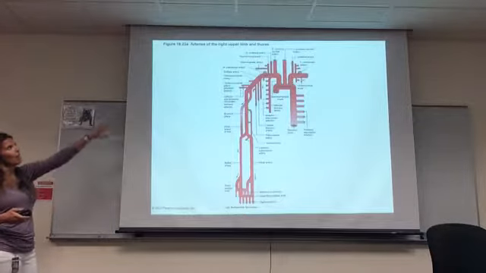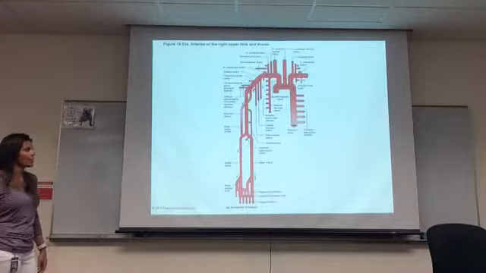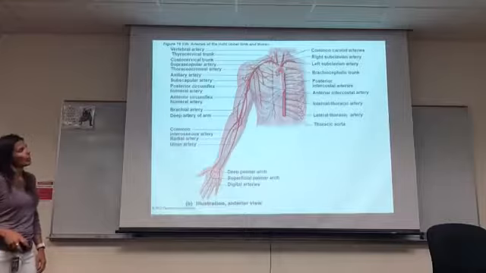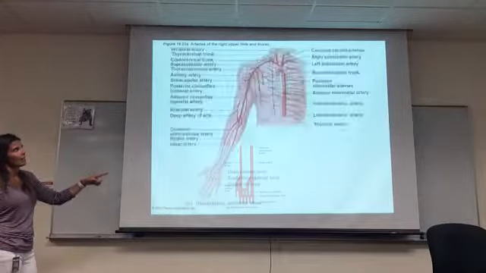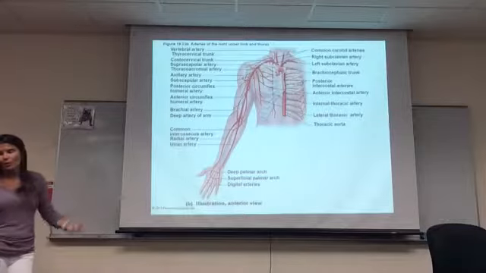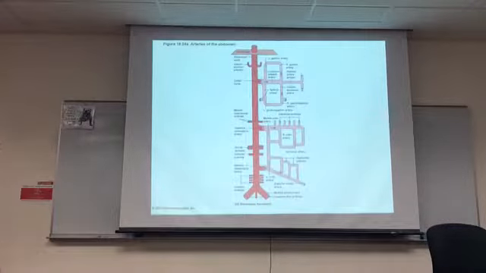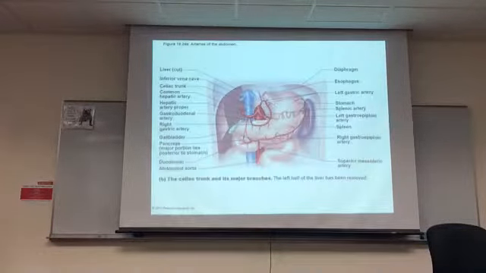Showing you the aorta and then all of the main branching sections. Upper limb. So real quick, this is just a different presentation of the data. Okay, here we have that, and the abdominal.